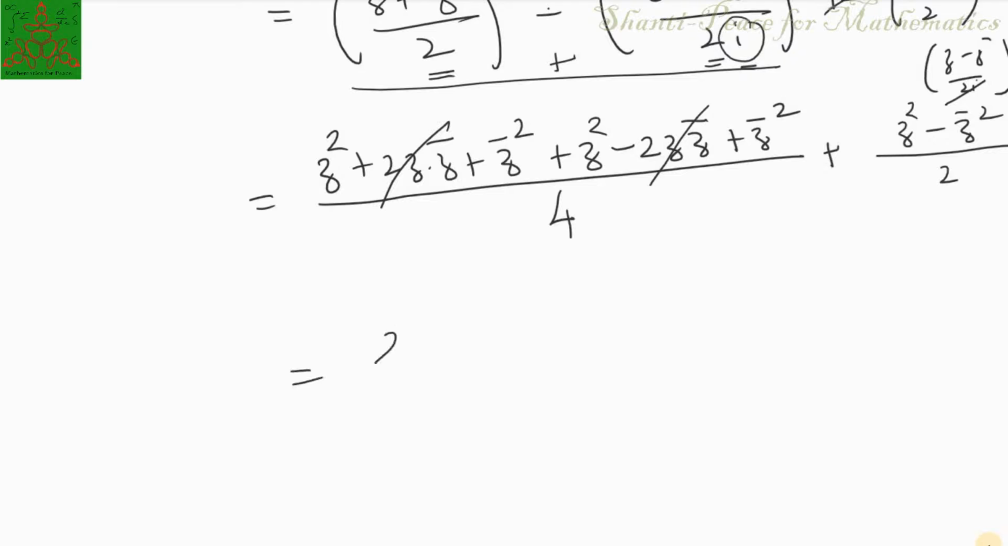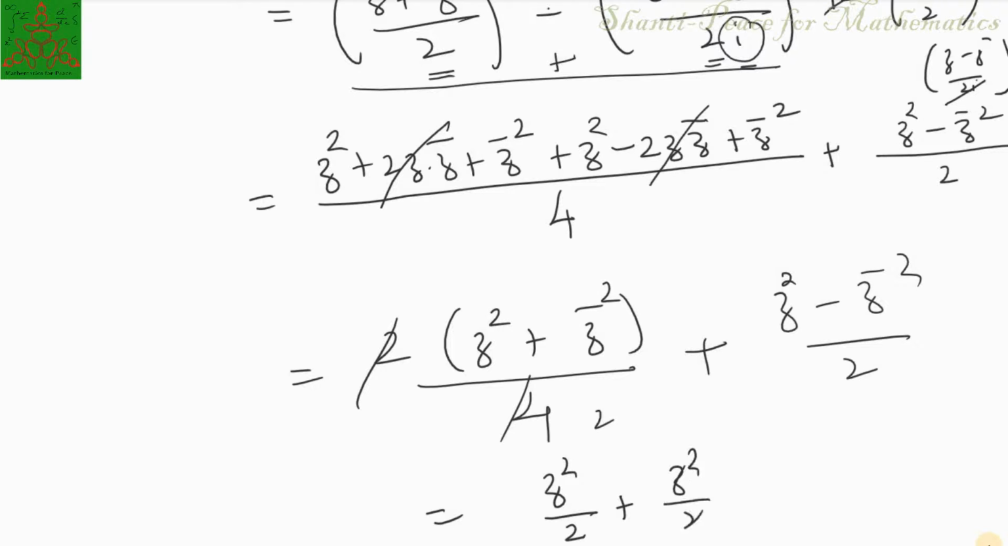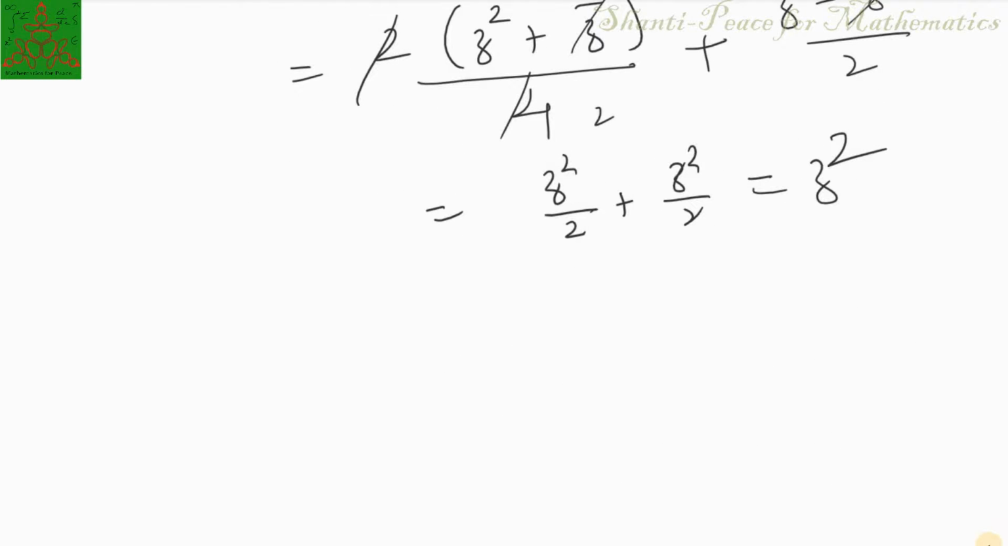You will have 2 times (z square plus z bar square) upon 4 plus (z square minus z bar square) upon 2. So this 2 is cancelled out, and then you can observe that this is z square upon 2 plus z square upon 2, because this z bar square is cancelled with this z bar square. So you will have z square here. So that is the final answer. The given expression in terms of z you will have.